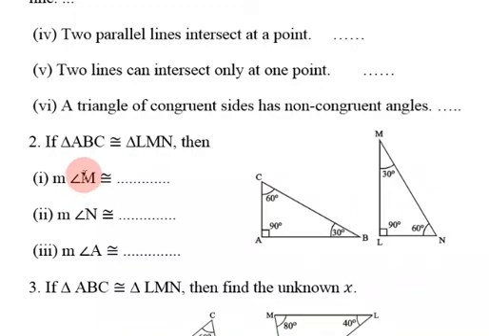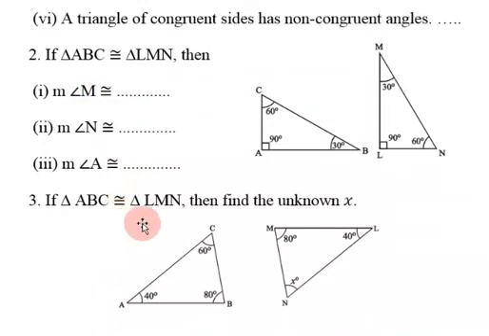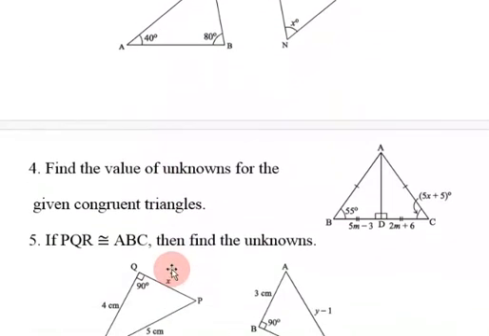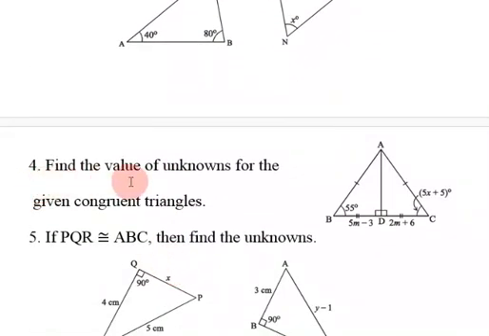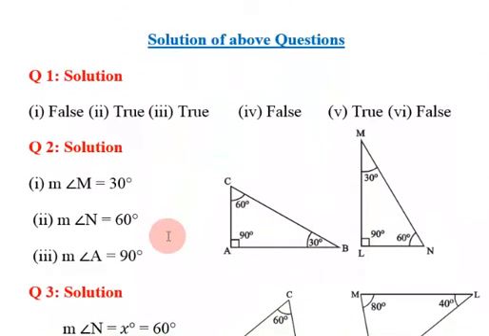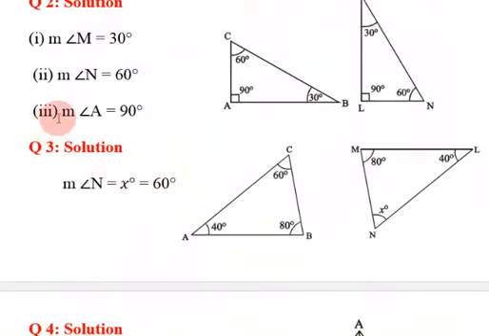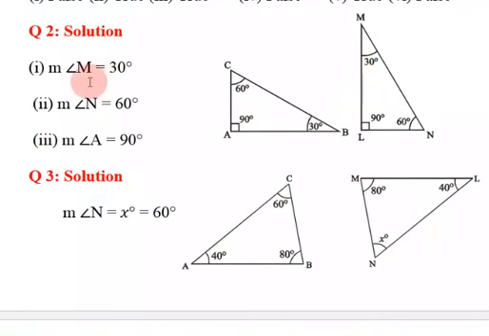Now we are moving to the questions where we have to write the angles. What is the measure of the given angle? And in the third one we have to find the value of the unknowns. Same way in question number 4 and question number 5. So moving to the solution of these questions, by watching this figure we can say that angle M is equal to 30 degrees, angle N is equal to 60 degrees, and angle A is equal to 90 degrees.